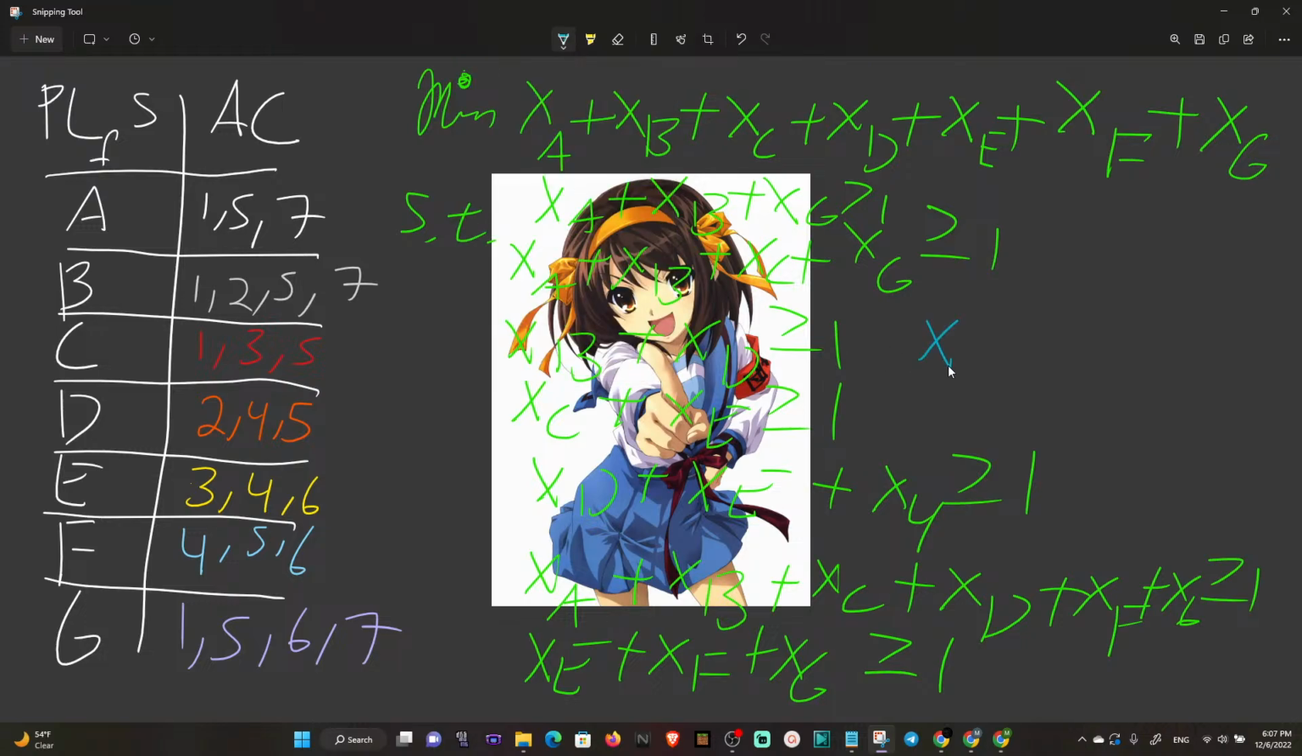It's going to be Xi is equal to 0 or 1, where i is equal to A, B, C, D, E, F, G. And this F should be capitalized, and this G should be, and this E should be drawn correctly. Yeah. And that's how you do this problem.